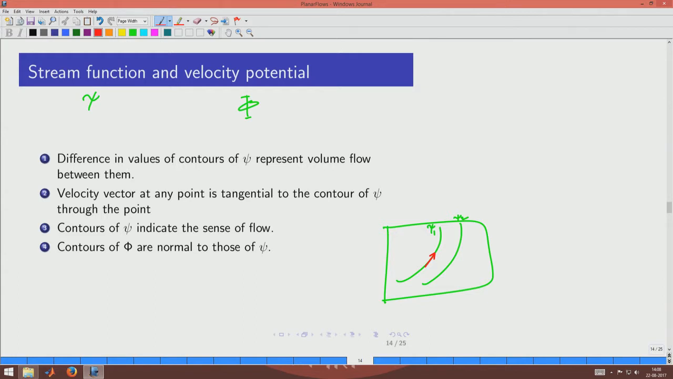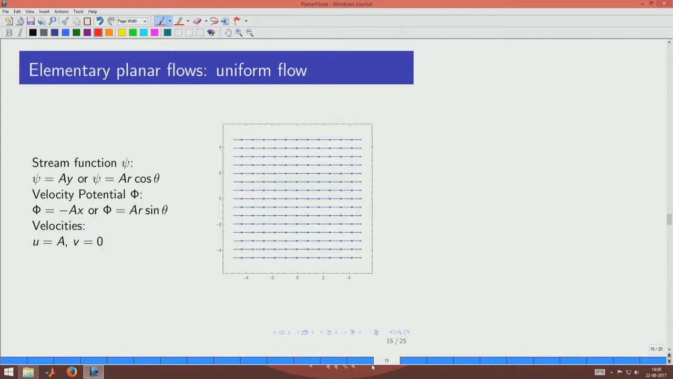And we also know that if you look at the components, the contours of phi will be normal to that of psi. This we will also practice with one or two examples shortly, and one can also take it as homework to prove the same. The idea is basically to take the exact differential of phi and the exact differential of psi, and then inspect the terms, and that will be evident to you. So, we have some examples now.